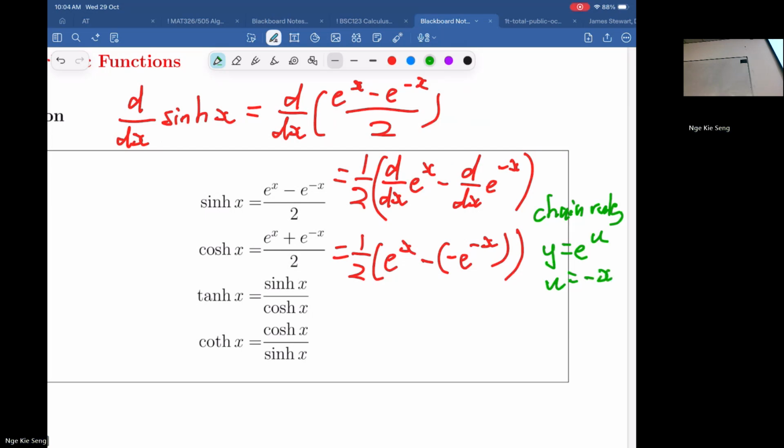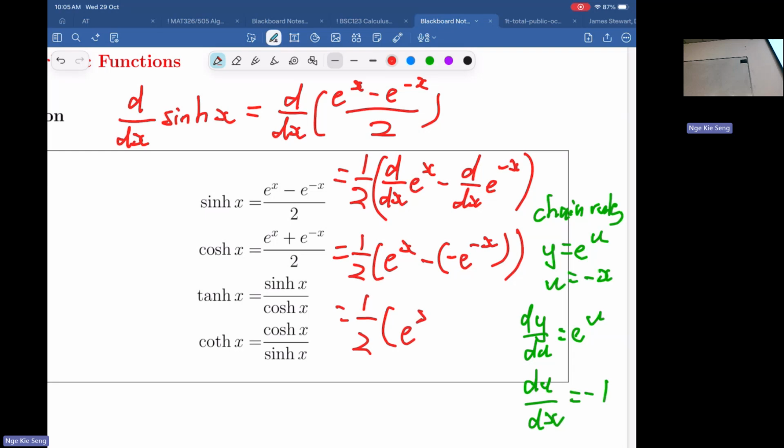Make sense? Question? Okay, so dy/du is e to the u, because you differentiate e to the u with respect to u, and you differentiate u with respect to x, you get minus 1. So altogether you get half of e to the x plus e to the minus x. That's it. The result of differentiating is that the minus sign in the middle becomes a plus.